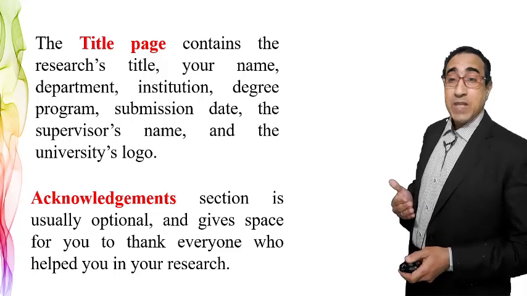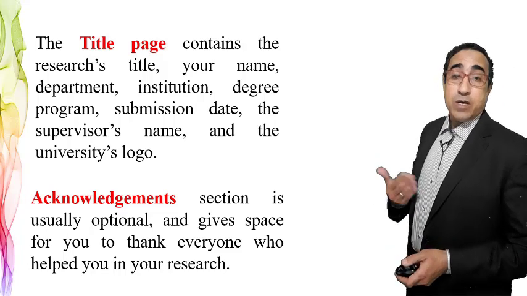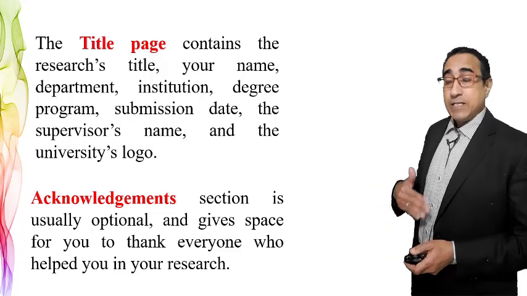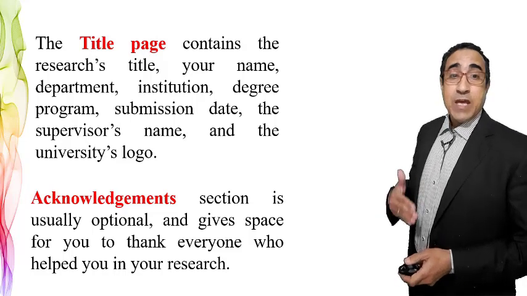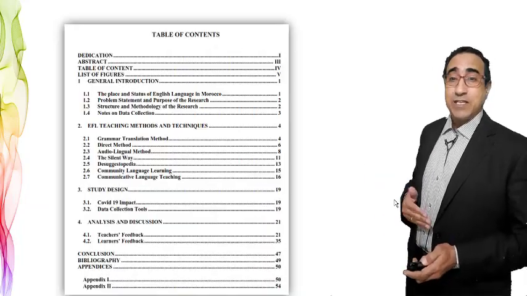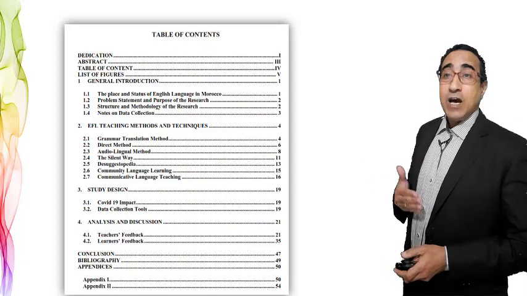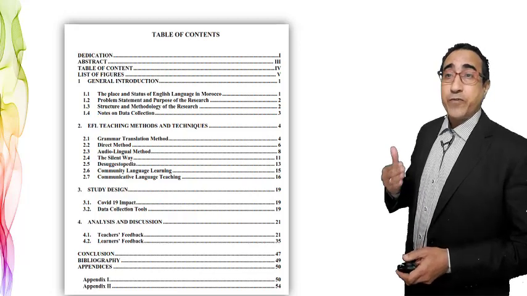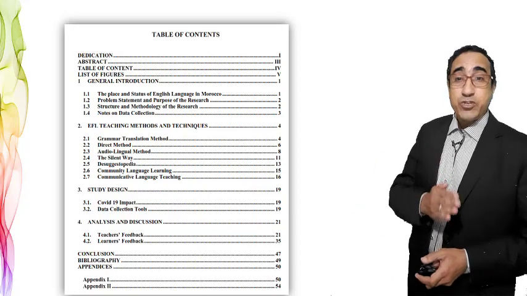Now acknowledgement. Acknowledgement is a section where the researcher expresses his gratitude to people who have helped him or her conducting, accomplishing this piece of writing. Let's talk about table of content. So as we see here, everything is clear from the beginning: dedication, abstract, table of content, and with page numbers.